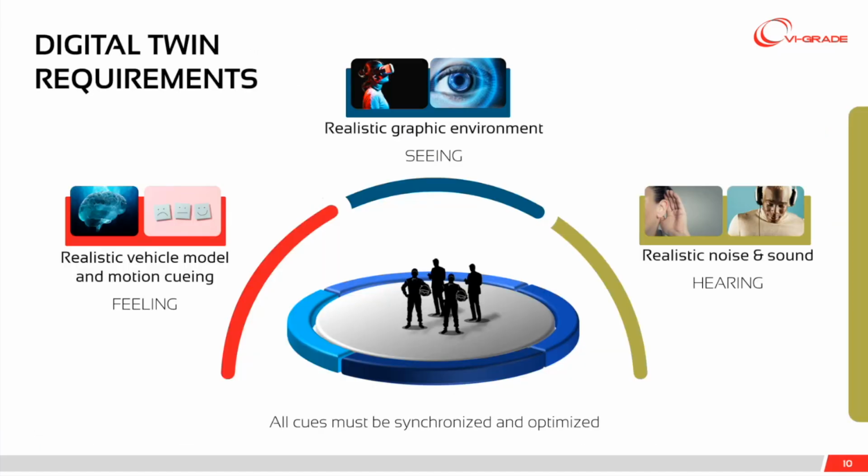In order to have a realistic driving experience, we need to address three points. We need to address what we feel, what we see, and what we hear. So we need realistic vehicle models and motion cueing, where people sitting in the driving simulator say, yeah, this feels like a real car and it behaves like a real car.